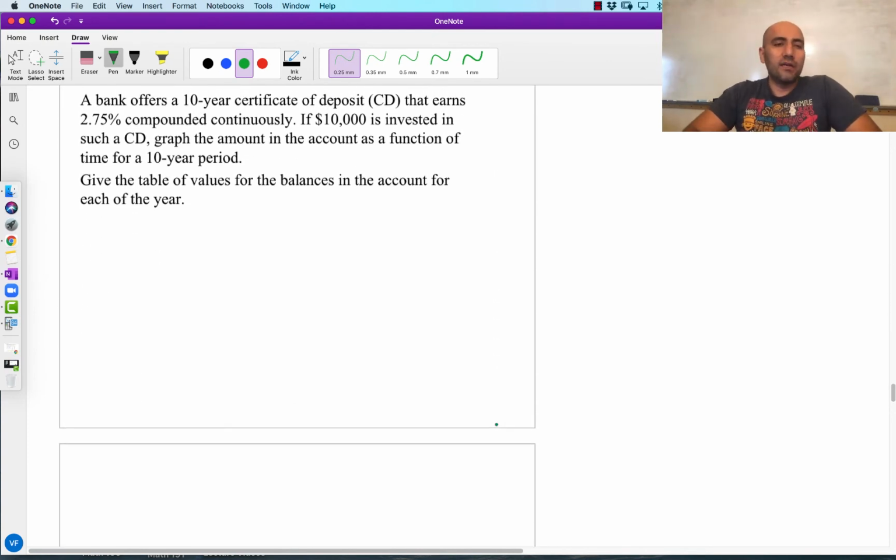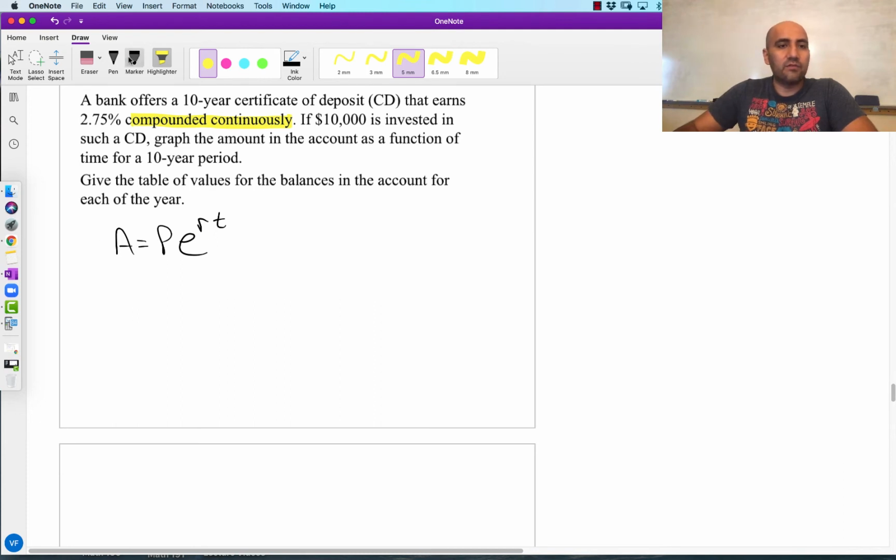So a bank offers a 10-year certificate of deposit, CD, that earns 2.75% compounded continuously. If 10,000 is invested in such a CD, graph the amounts of the account as a function of time for a 10-year period. So give the table values for the balances in the account for each of the years. Okay, so let's begin by writing down our formula. So A is equal to P e to the RT. And we know that this is the formula because it says compounded continuously. So when you see compounded continuously, that's how we know that this has to be the formula.